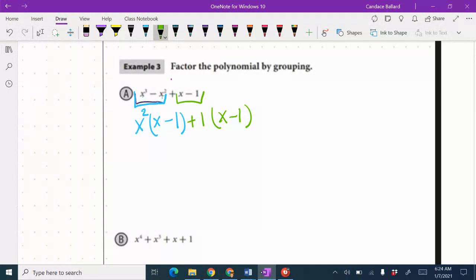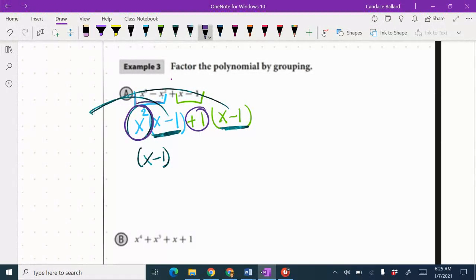Our goal is, within each group, to have whatever's in parentheses be the ugly greatest common factor. When I see that ugly greatest common factor, I pull it out and only write it down one time, and then I write down everything else that's left. What was left behind was the x squared and the plus 1, and that goes in a second set of parentheses. If I were to FOIL this back out, I would get back to the original.